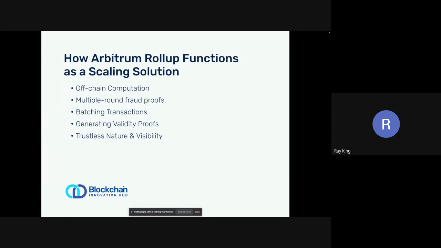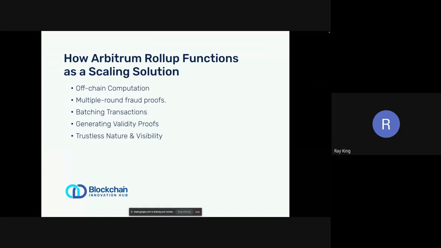Multiple round fraud proofs. And then we have batching transactions. Since it's costly to pay for transaction fees per transaction, the fact that the transactions are being batched actually reduces the transaction fees involved. And then we have generating validity proofs. The validation of each transaction can be proved. And we have the trustless nature and visibility.